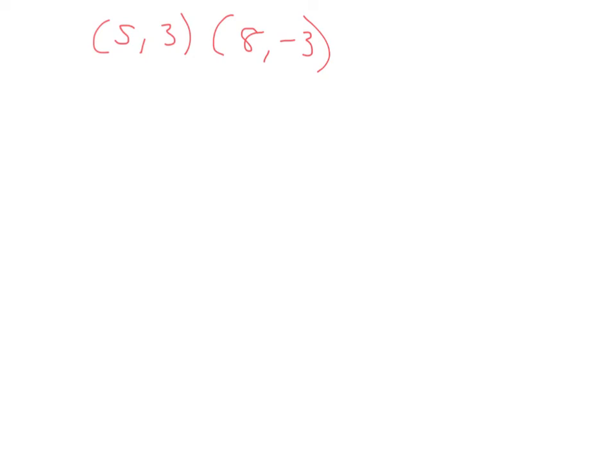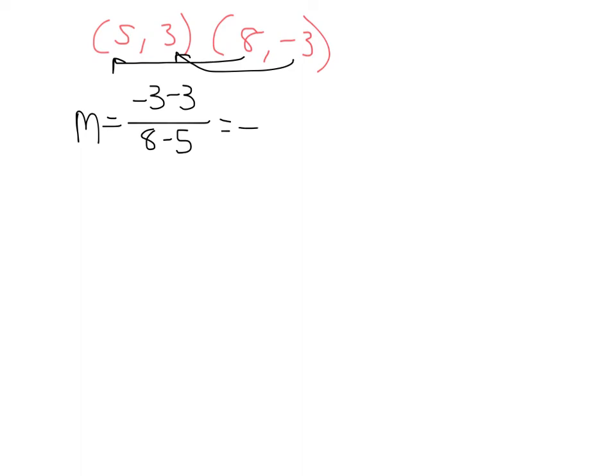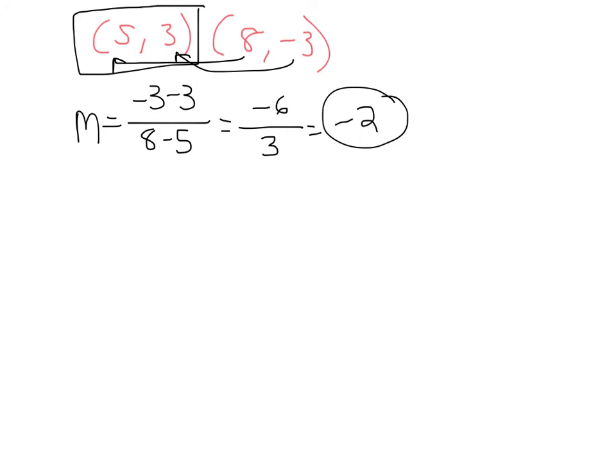Alright, here is our second equation. Again, our first step is to find slope. It's going to be negative 3 minus 3, the change in y. The change in x is 8 minus 5. So I end up with negative 6 over 3, which again is negative 2. So that's my slope. I'm going to choose the first point this time, (5, 3), just because there are no negatives, it's a little bit nicer, I think.